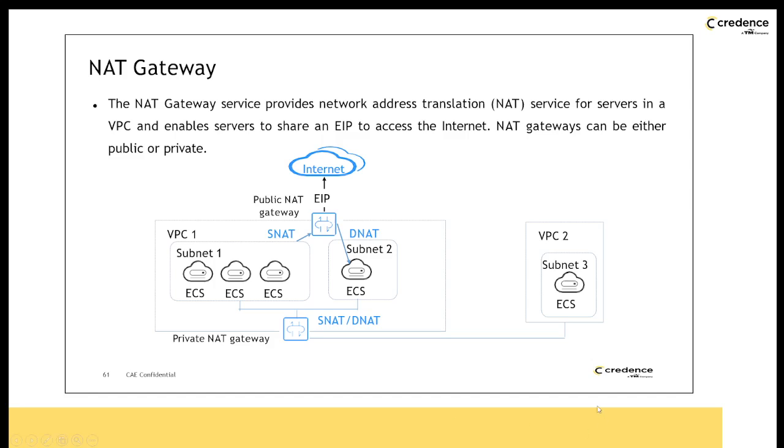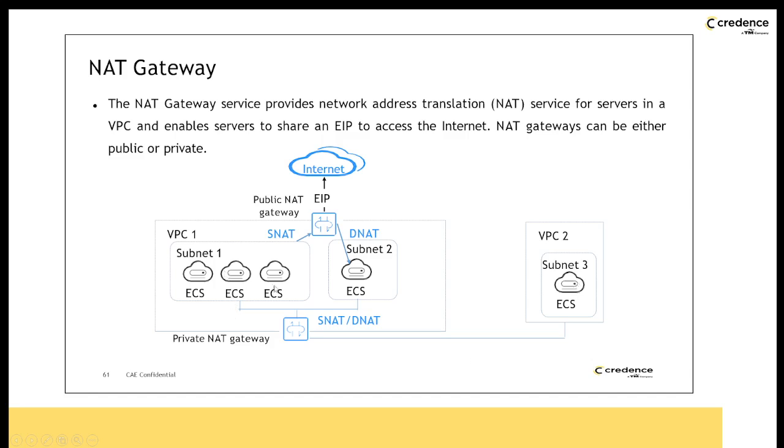In this example, in the graphic, you can see that we have two VPCs. This is VPC 1, and we have VPC 2 over here. In VPC 1 there are two subnets: subnet 1 with 3 ECS, elastic cloud servers, and subnet 2 with only one ECS. Meanwhile, VPC 2 has only one subnet, subnet 3, with only one ECS.